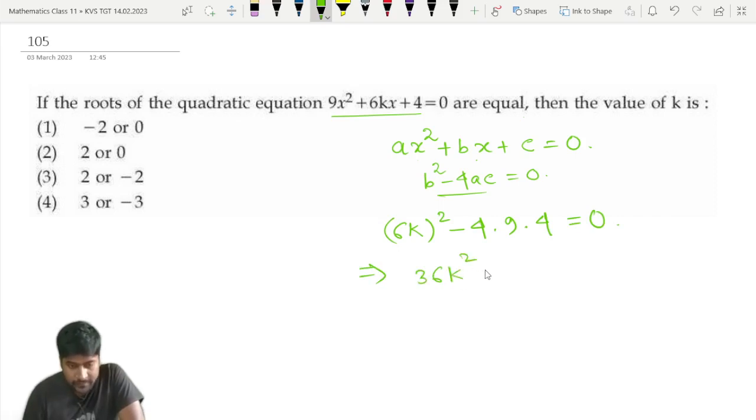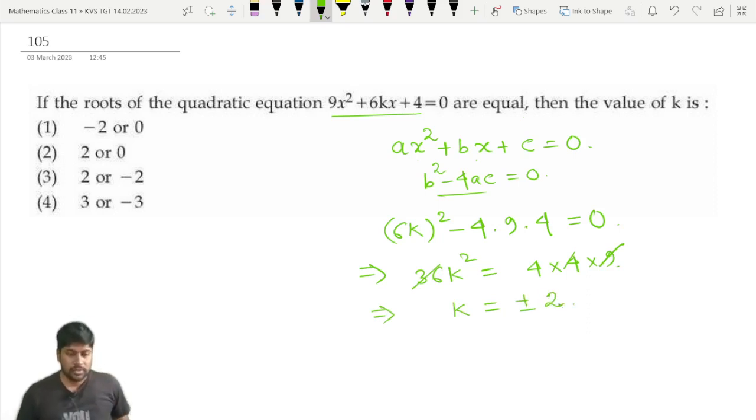Okay, so what we will get, 36k square will be equal to 4 into 4 into 9. So 9 4s are 36. So 36 will be cancelled. So we will get k is equal to plus minus 2. That means either k is equal to 2 or k is equal to minus 2. So option 3 is the correct answer, 2 or minus 2.